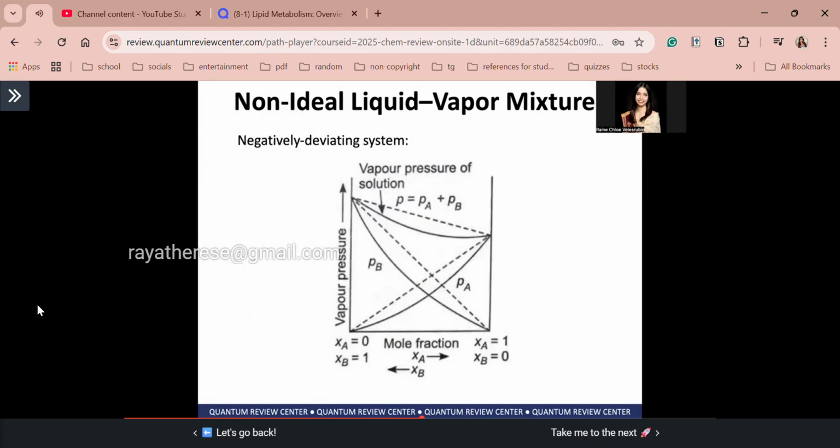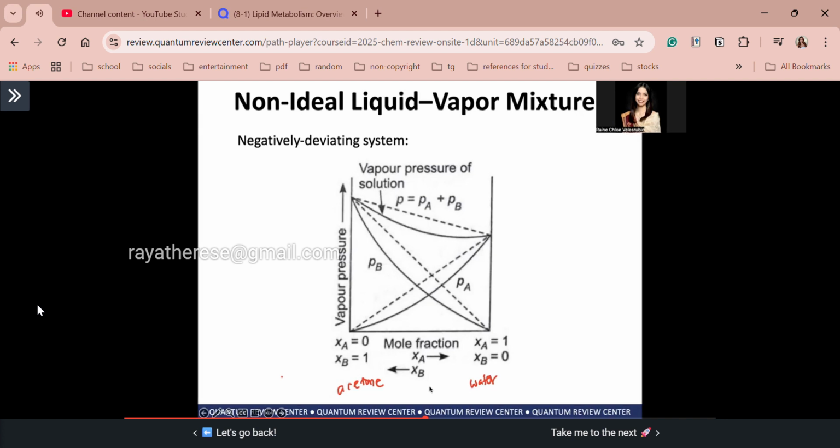Now, this is your negatively deviating system. So, going back to the positive deviation, the vapor pressure of the non-ideal solution is lower compared to the ideal. Again, guys, the ideal is the broken lines. So, for example, we have acetone and water. Acetone and water actually mix completely to form a homogeneous solution. But, guys, just because they mix together and form a homogeneous solution, it doesn't mean that the vapor pressure will behave ideally. So, here's why they will form a negatively deviating system.